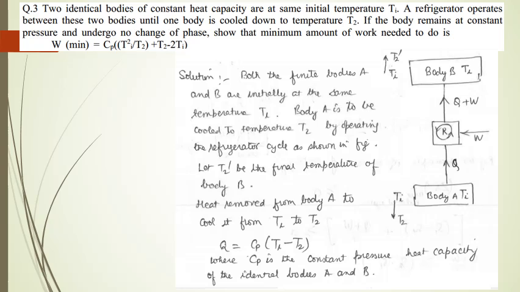Now, as shown in the diagram, body A is having initial temperature of Ti. Q amount of heat is being withdrawn from it, and W amount of work is being done on the system.